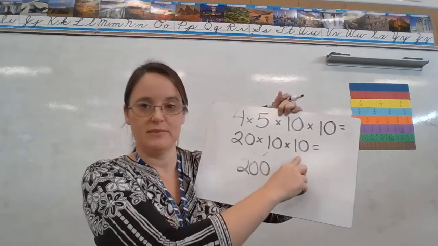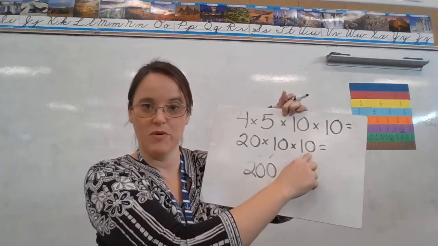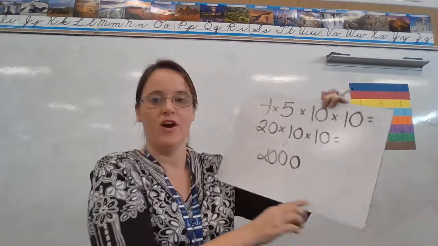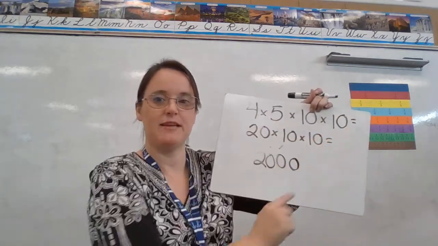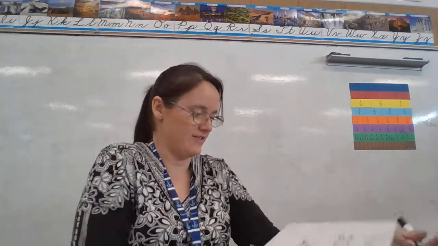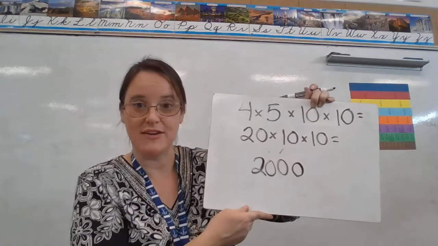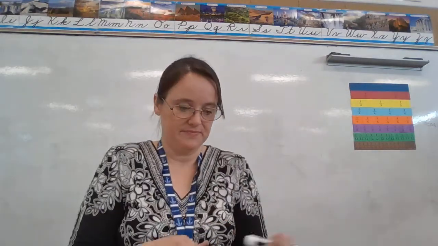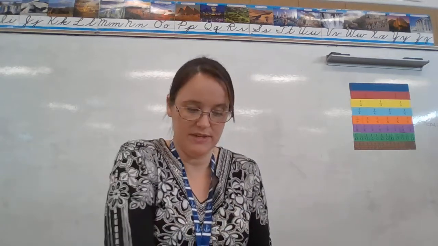But now I'm going to multiply that times 10 again. I'll use the same trick. There's 1 0 here, so I'm going to tack 1 more 0 onto my answer, and 4 times 5 times 10 times 10 gives me 2,000. That 2 didn't come out very well. There we go, 2,000. All right, you'll get some more practice with that in your lesson practice and in your written practice.